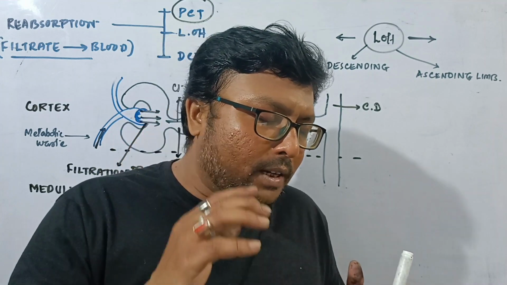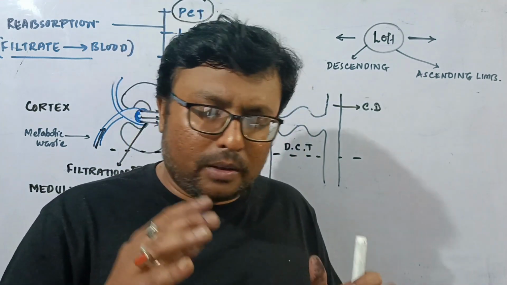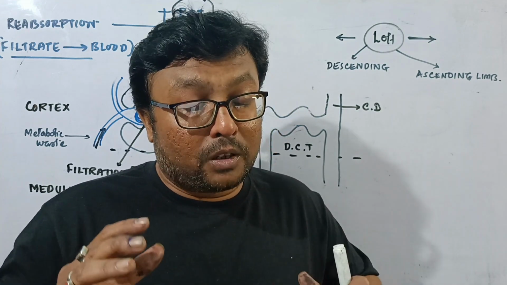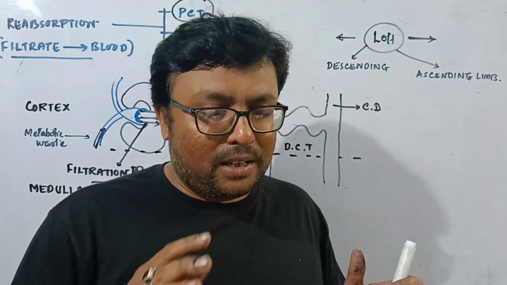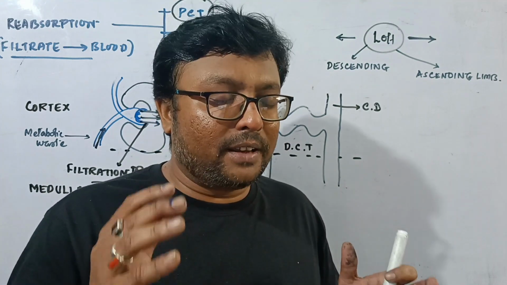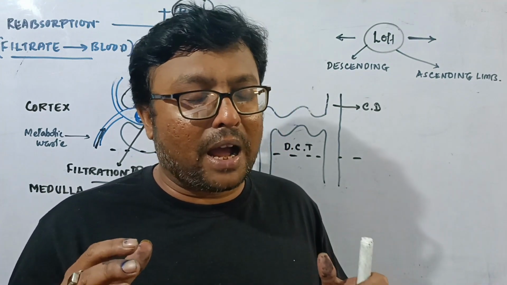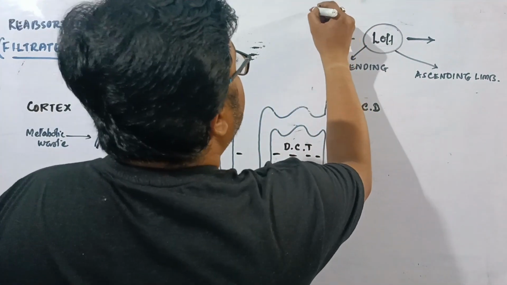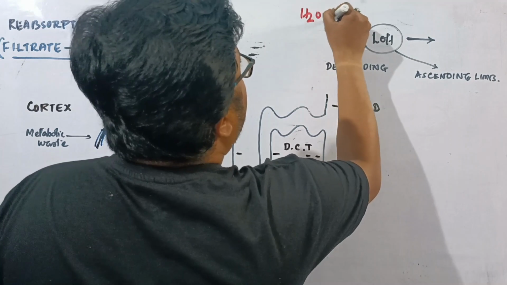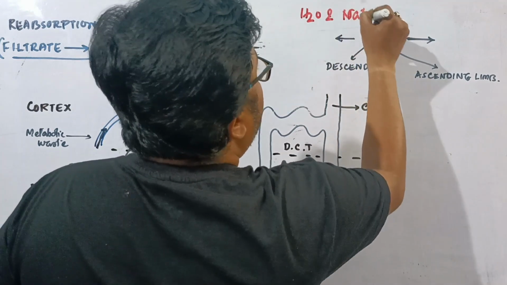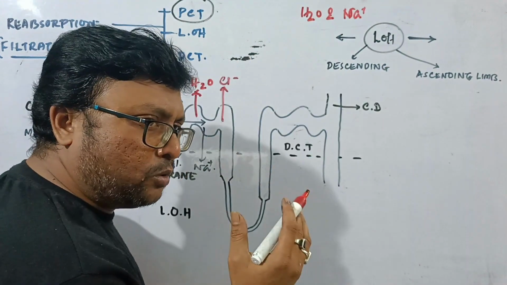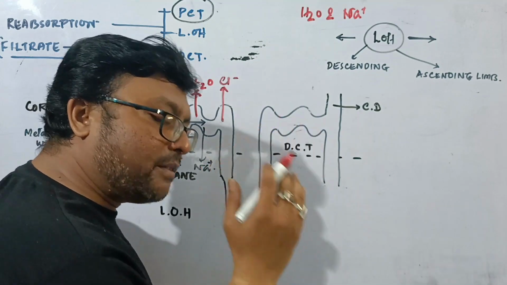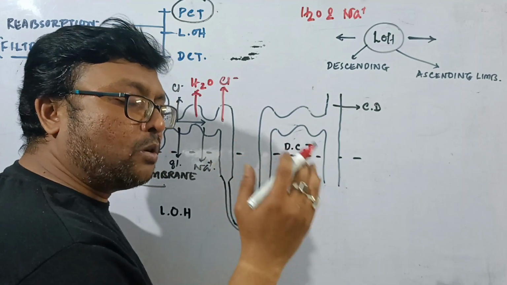Water and sodium, and besides sodium different other kinds of ions are also involved. Sodium ion is the main one, so we say water and sodium ion are reabsorbed from the tube of Henle. You should remember that it is not only sodium ion; sodium ion is the main one, which is why it is mentioned, but besides sodium ion there are several other ions that are also reabsorbed.